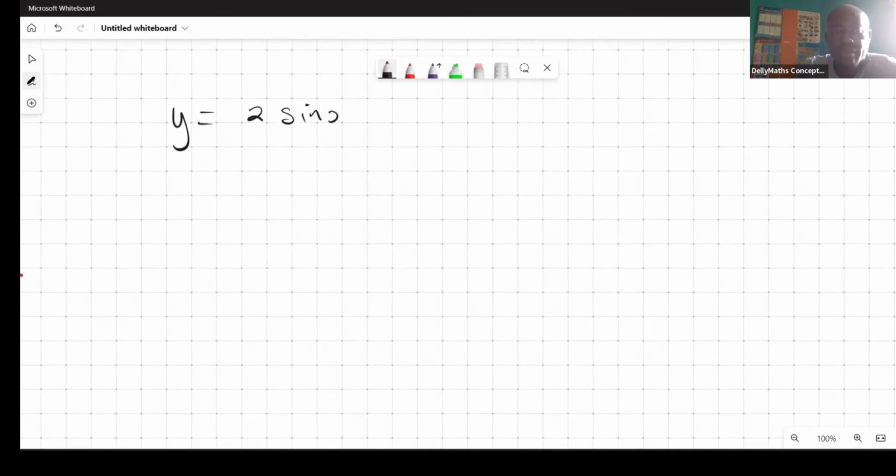Now another example: 2 sine x, and then we have plus 3. Now, as you could see, my amplitude is 2. So A is equal to 2. My B is 1. It's right there. B is the coefficient of the x. It's 1. We don't have a C.